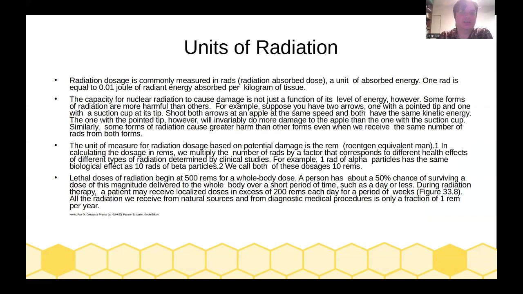Radiation dosage is commonly measured in rads. Radiation absorbed dose, a unit of absorbed energy. One rad is equal to 0.01 joules of radiant energy absorbed per kilogram of tissue. The capacity for nuclear radiation to cause damage is not just a function of its energy level, however. Some forms of radiation are more harmful than others.